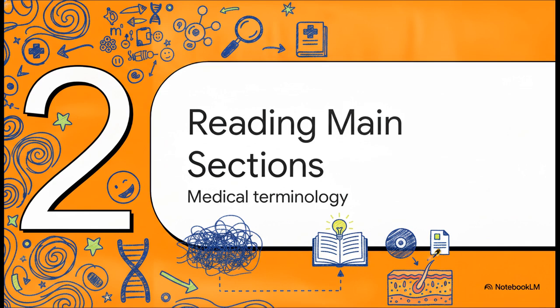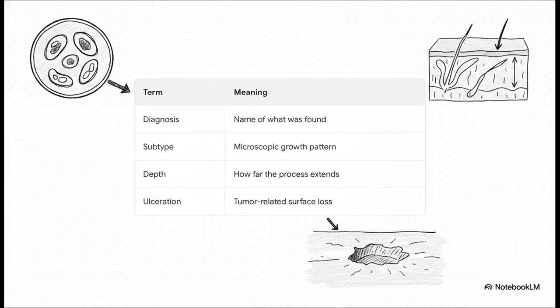With that foundation in mind, let's move right into section 2, reading the main sections and translating that dense medical terminology. Let's break down this jargon, starting with the big one, the diagnosis. That's simply the name of what was found, benign, precancerous, or malignant. And to even get this diagnosis, the tissue is sliced thinner than a single strand of human hair. Pretty wild, right?